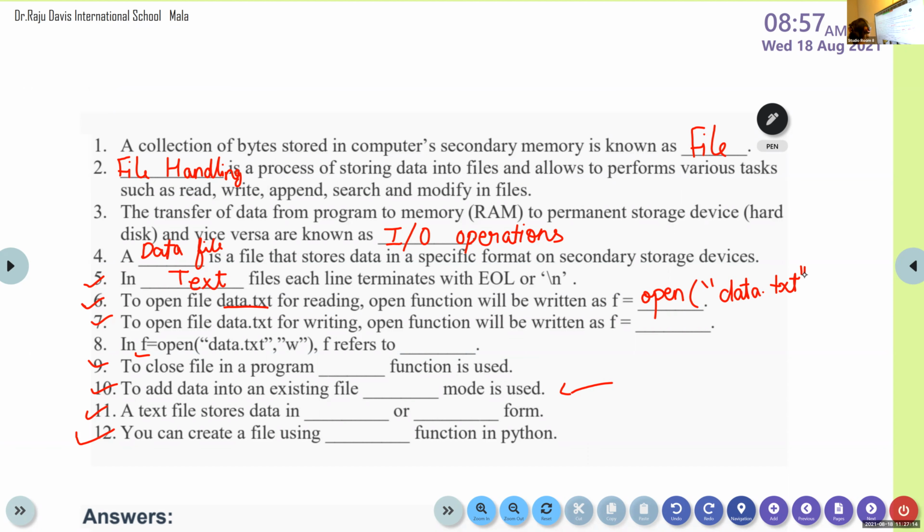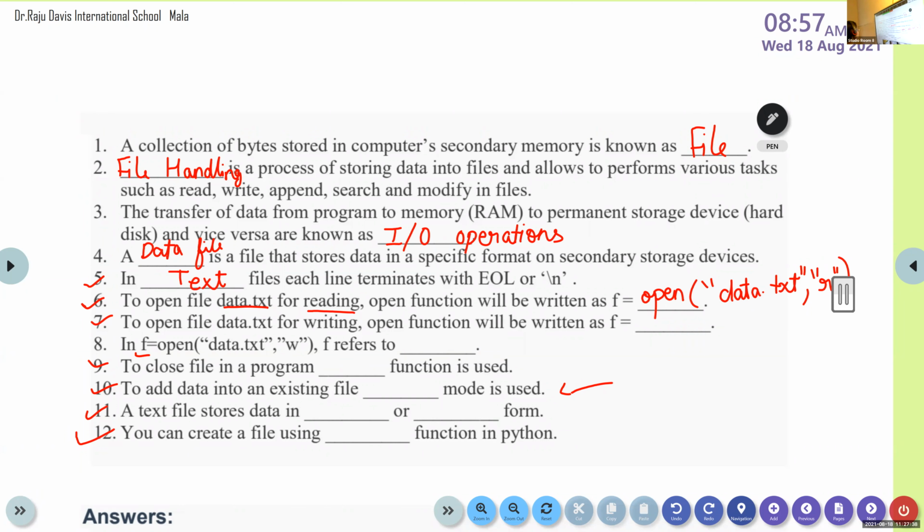After that, mode has been given. So, which is the file mode here? Reading. So, you have to write W, right? Very good. It is R. For reading mode, we have to write R. Okay, this is how you have to write.